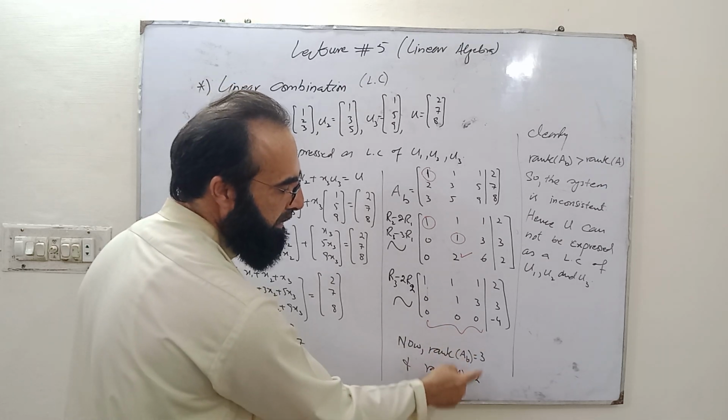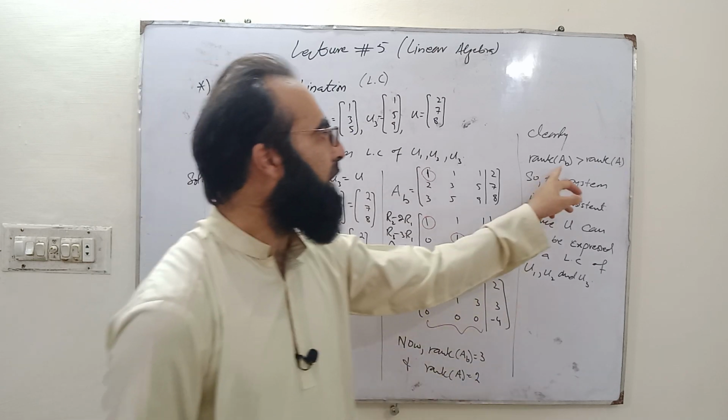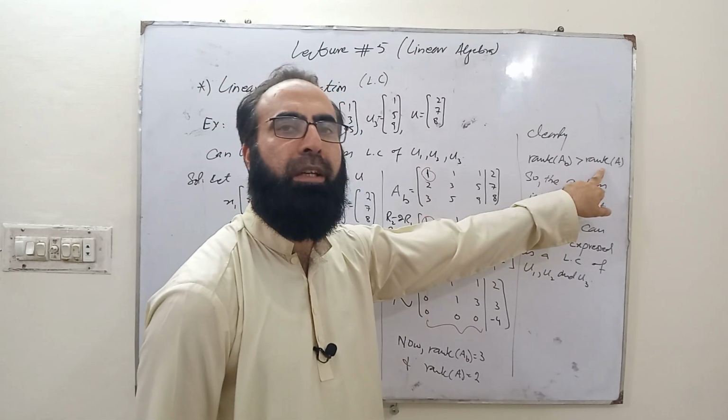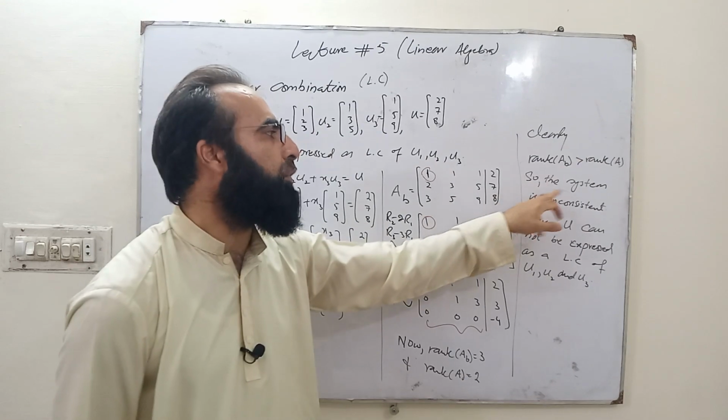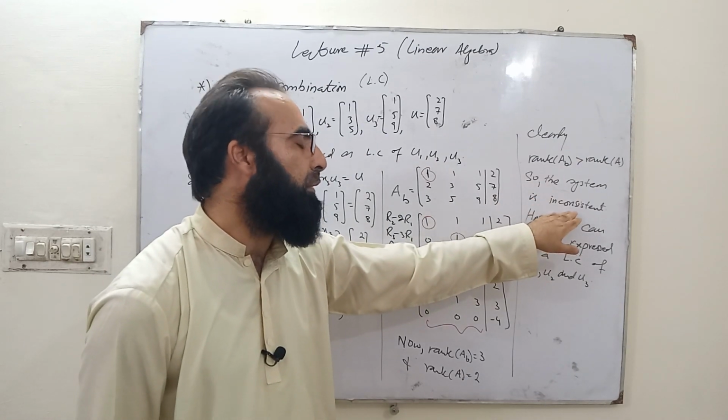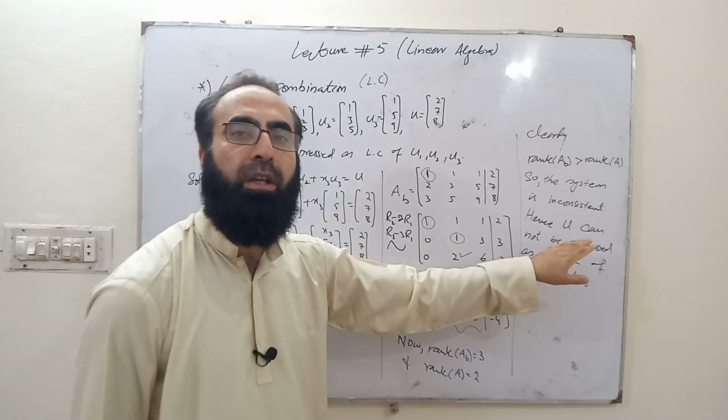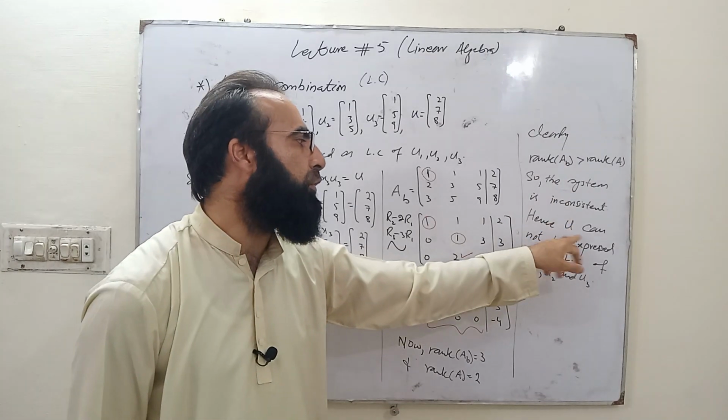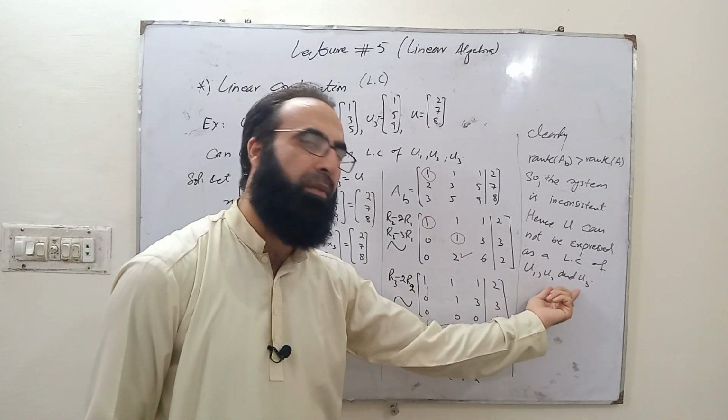And clearly 3 is greater than 2, that is, the rank of the augmented matrix is greater than the rank of the coefficient matrix. So the system is inconsistent. When the system becomes inconsistent, then we cannot write u as a linear combination of the given vectors.